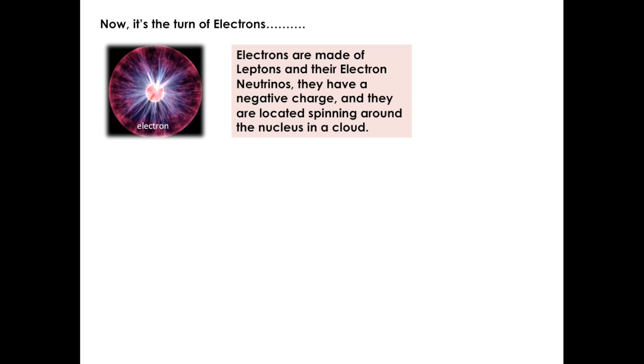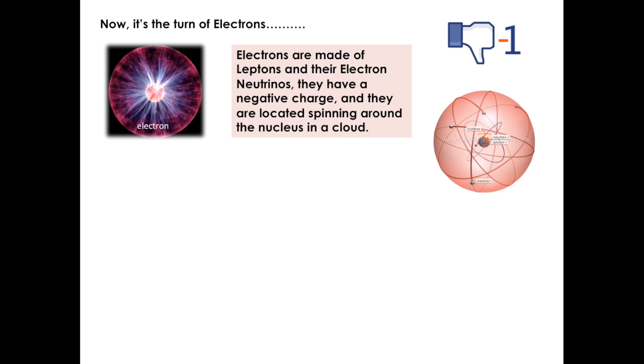Now is the turn of electrons. Electrons are made of leptons and their electron neutrinos. They have a negative charge and they are located spinning around the nucleus in a cloud.